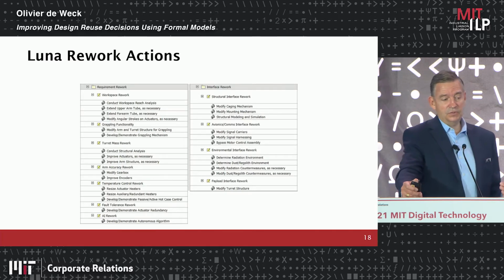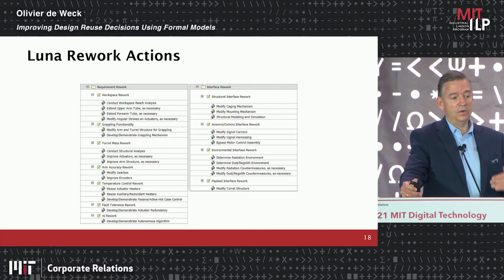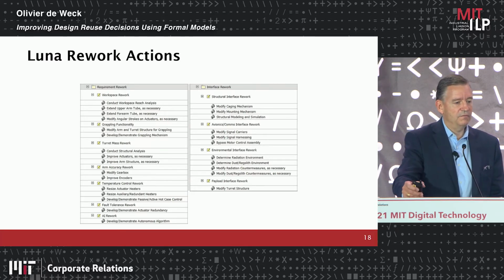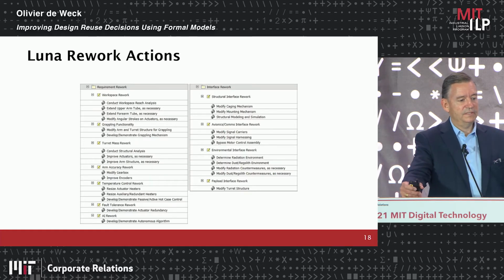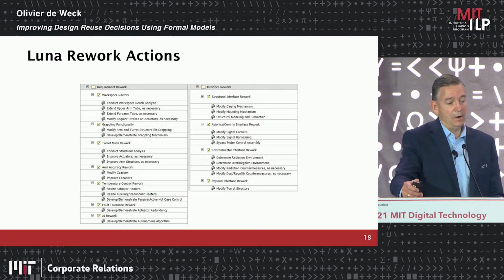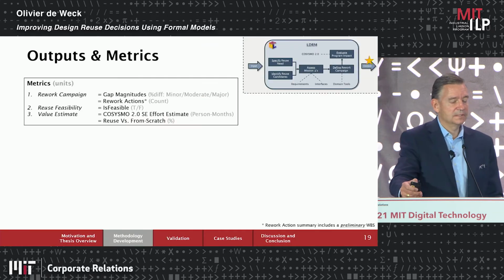So out of the method, you get, for example, then a list of all the rework actions you would have to take. Luna is our moon, so this is our lunar rover. And it gives you a very nice breakdown of all of the tasks that you have to do to turn that original Mars rover arm design into a functional Luna moon arm design that would satisfy requirements.